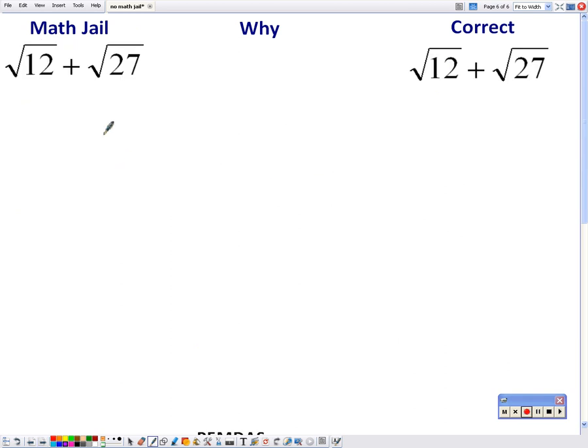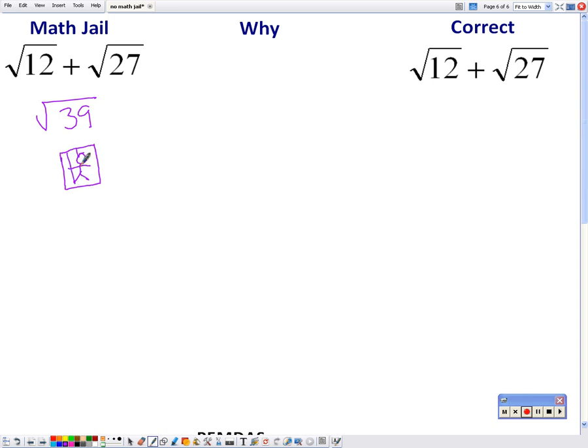Alright, let's do one more. When you add together 2 radical expressions, one thing people do that lands them in math jail is they just add together the argument. They add together what's underneath the radical. And they say, okay, well, 12 plus 27 is the square root of, let's see, 39. Yay! No! Bad.